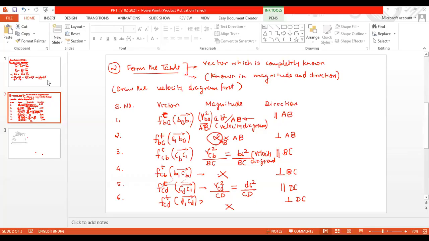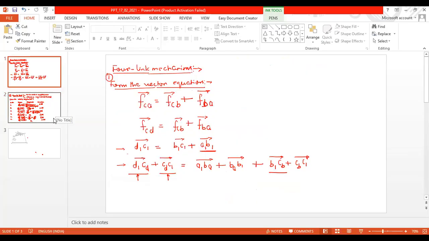Okay, so let's start today's session. In the last session, we were discussing acceleration analysis of a four-bar mechanism, right? In the last session, I actually got stuck somewhere. So let's pick up that problem again. Let me first share my PPT. In the last session, we saw that we reached till this point, right?